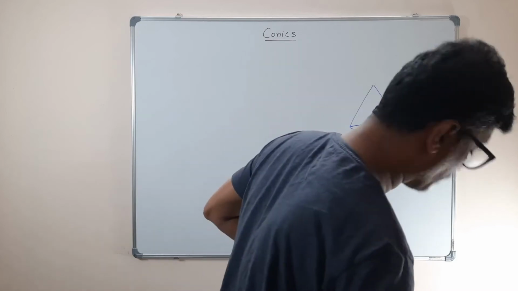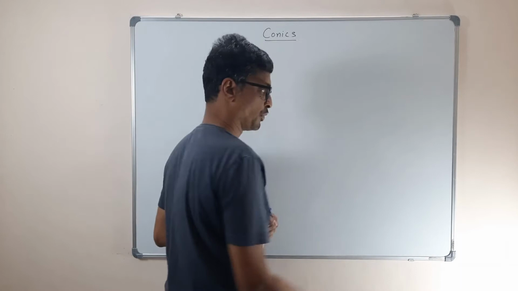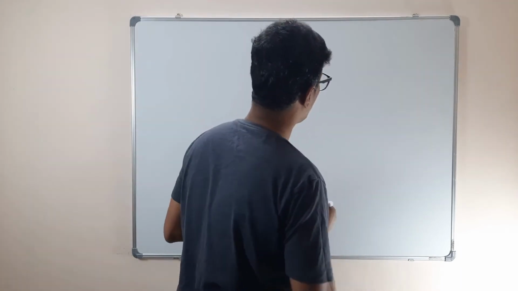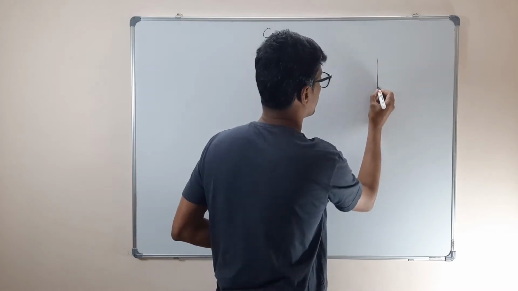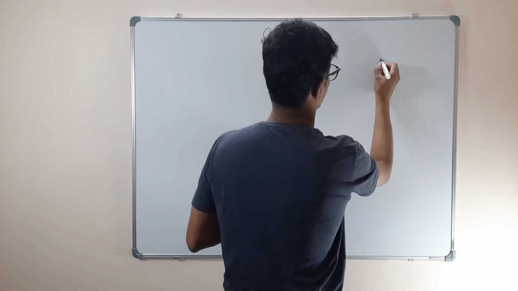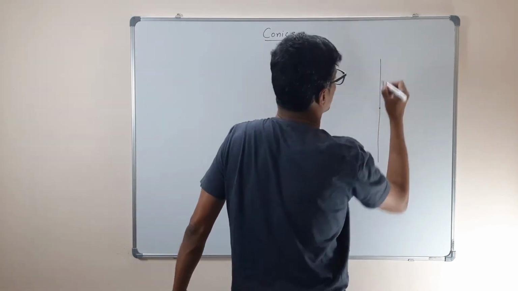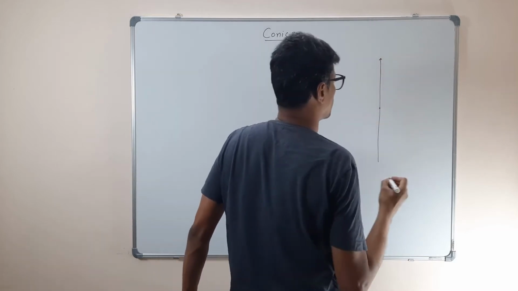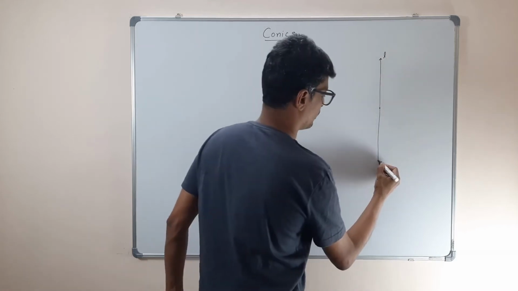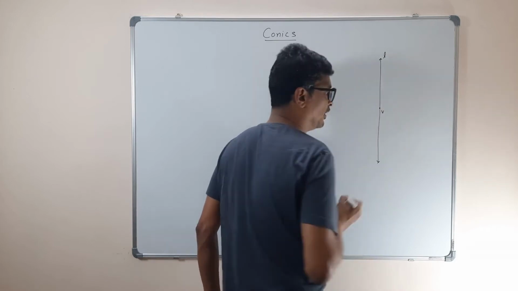So before we go into detail, let us see how we are going to draw a cone. First thing is, we have to draw a cone. So how am I going to draw a cone? Let me have a straight line. Let us draw a straight line. Let us call the straight line L, as in your book. L is a straight line. And let there be a point, I call it V.